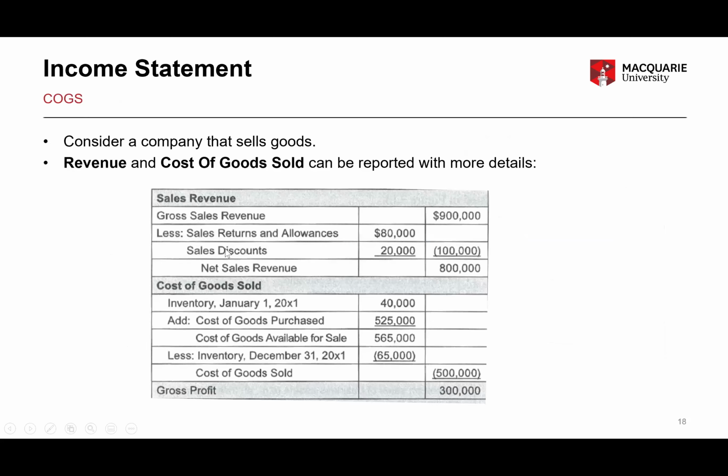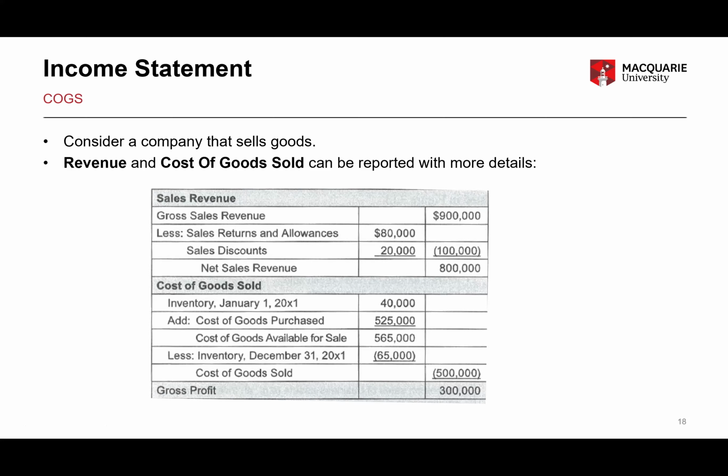So let's have a look at an example. We're thinking about a company that sells goods, in other words, a retailer here. So let's have a look at the top part of the income statement. Here's the sales revenue. Now we're separating this out. So this is the gross sales revenue. And when you see that word gross, it means unadjusted. So this is the sales revenue without adjustments.